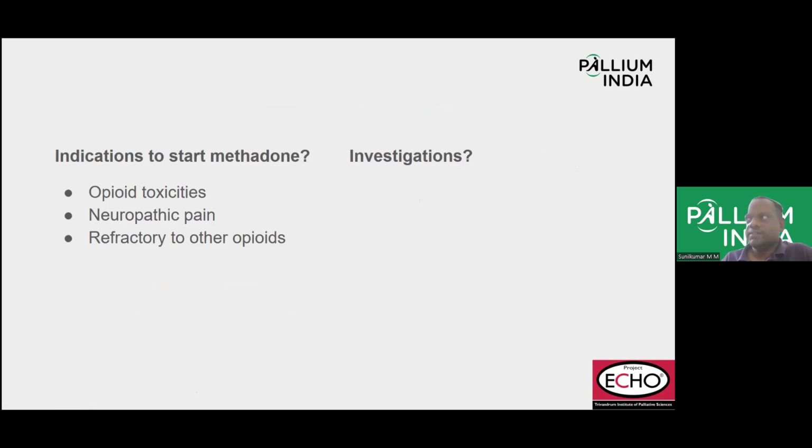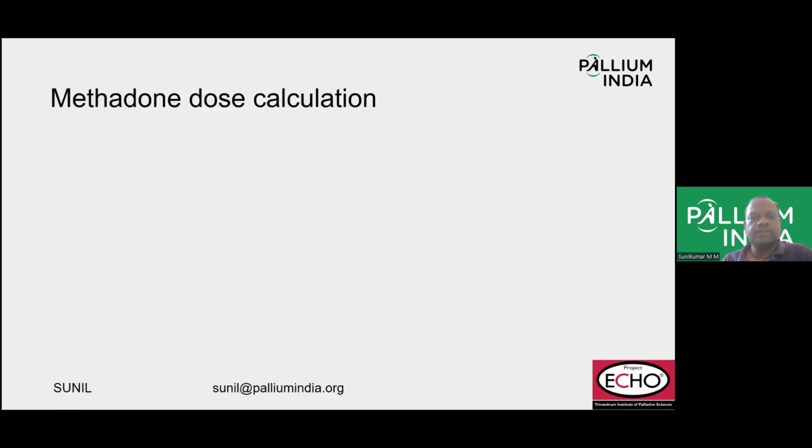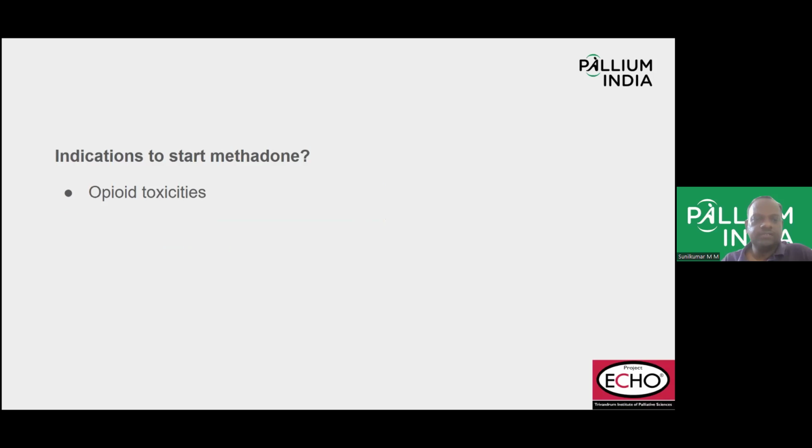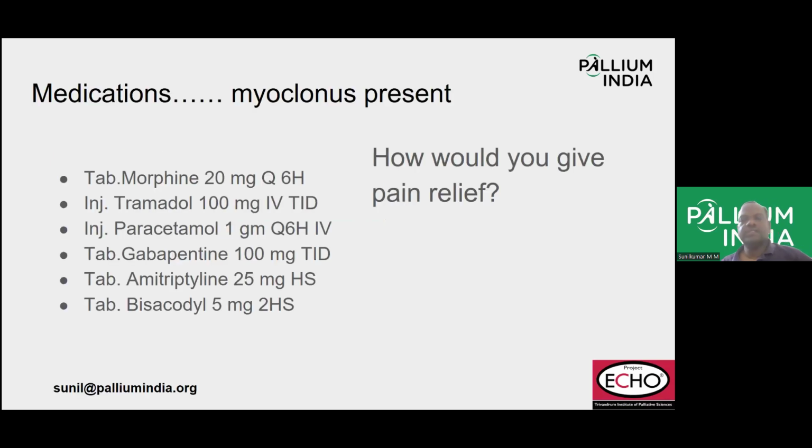So before you start, you know that you have to ask about any unexplained death in the family, reliable caregiver, ECG, calcium, potassium, magnesium. That is not needed in this patient though. So what is the dose of methadone this patient requires? Please calculate what would be the dose of methadone required for this patient.